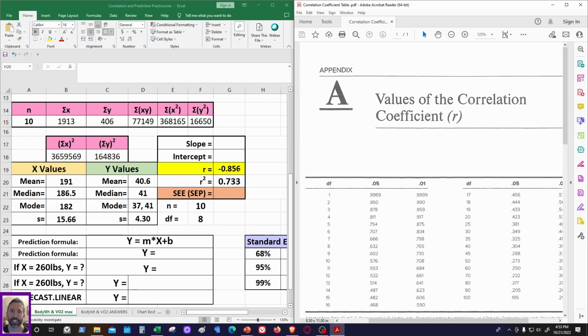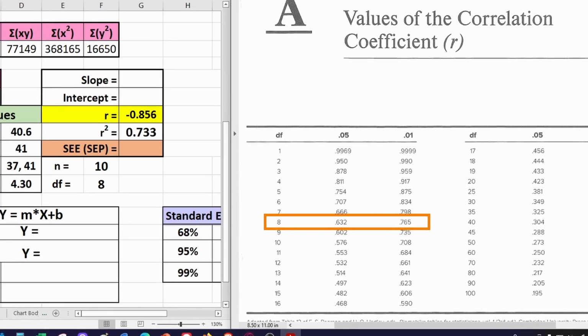All right, so over here on our problem, we can see our R value is 0.856. Our degrees of freedom is 8. So right here in the chart, we're going to find degrees of freedom of 8. That is going to be right here, so we're going to circle that. Okay, so that's our degrees of freedom. We're going to be looking at that row.